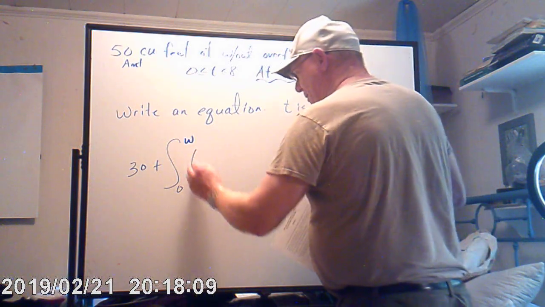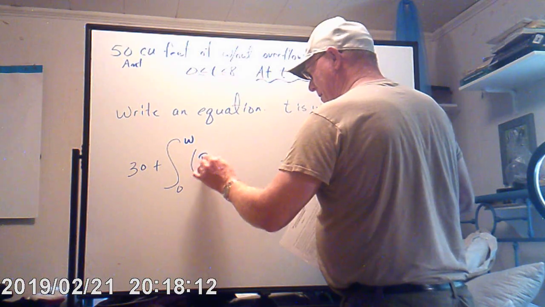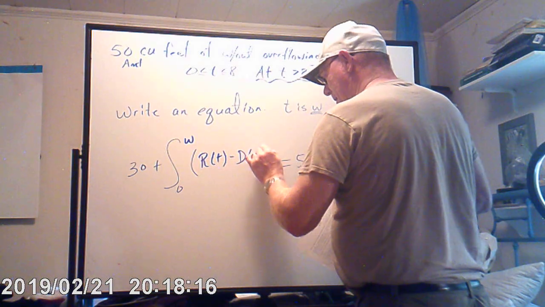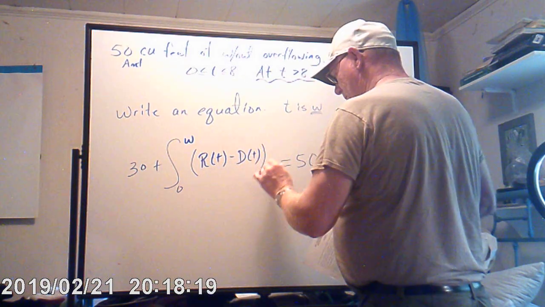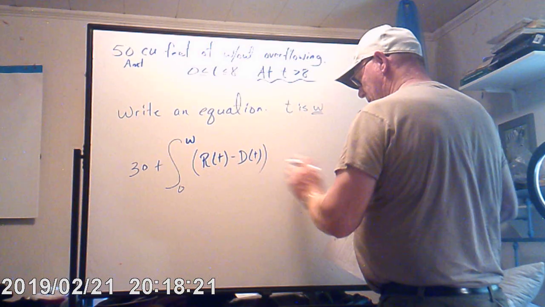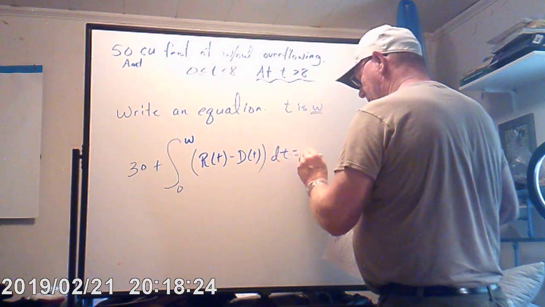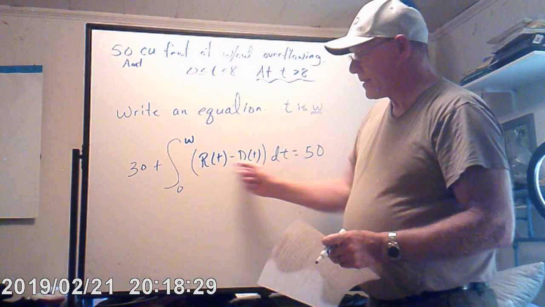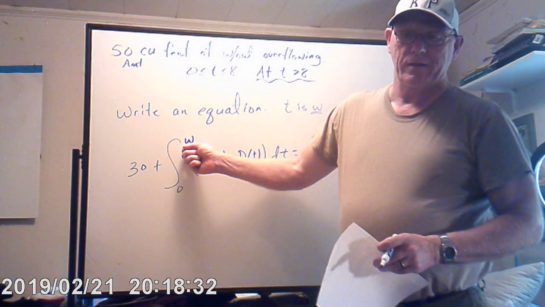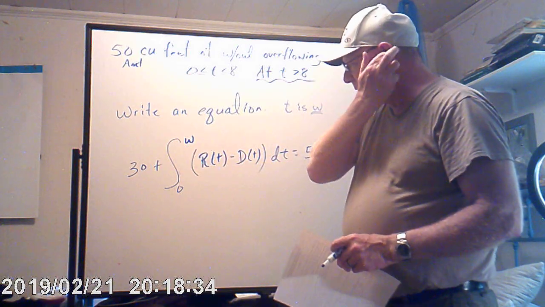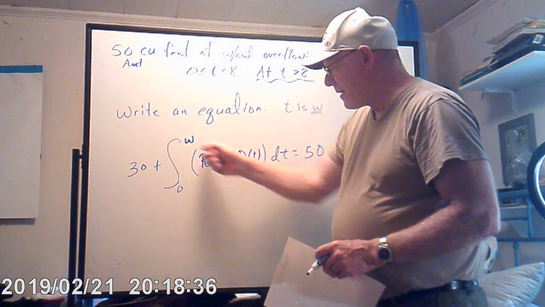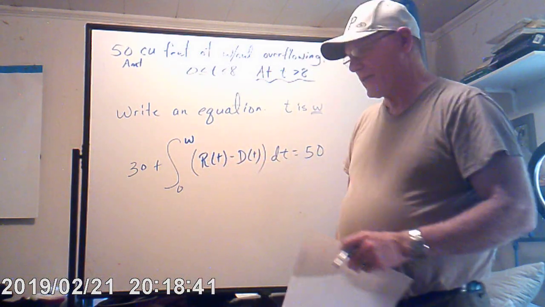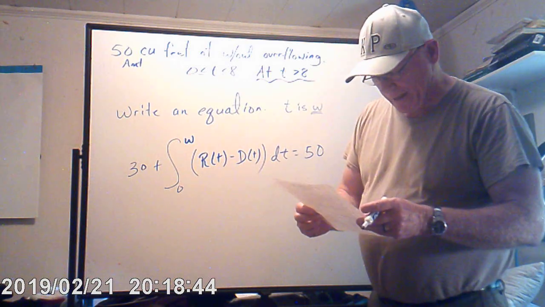And then of course it is going to be r at t minus d at t, dt, is equal to 50. And the reason you can use the t instead of x this time is you already have a w here. Other than that, if they do say t, if t is here, then you want this to be some other letter other than t. Alright, so that's the only thing that you can use it like that.